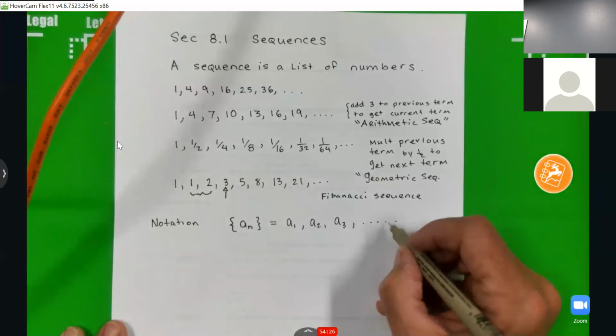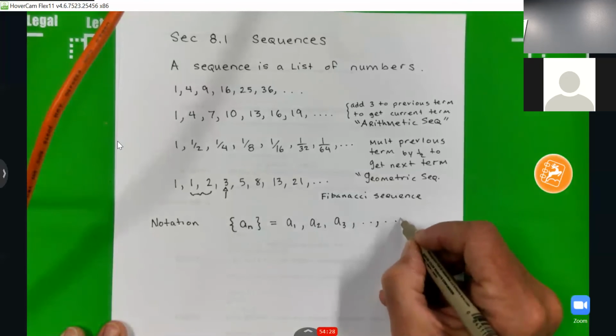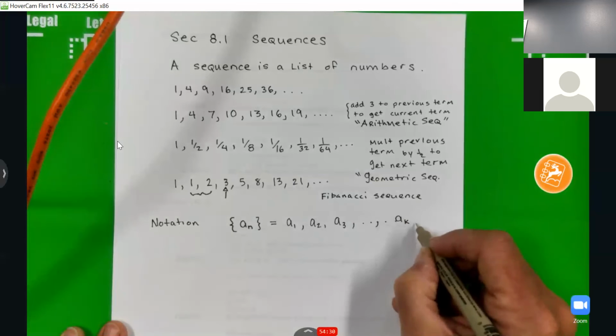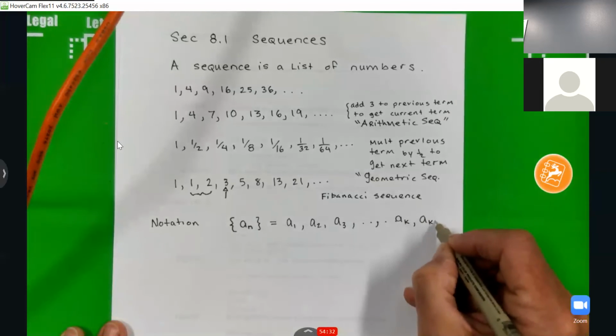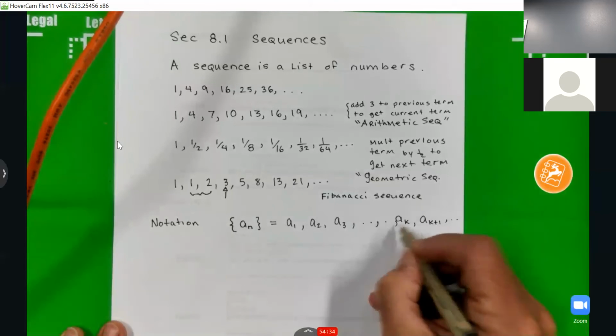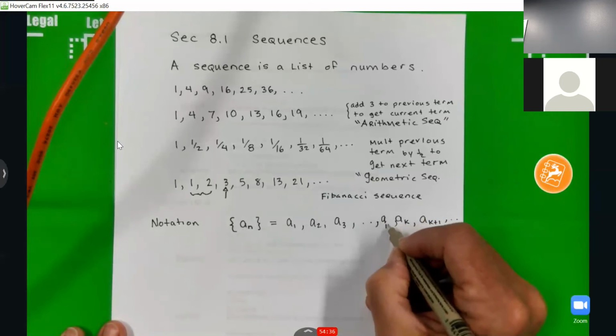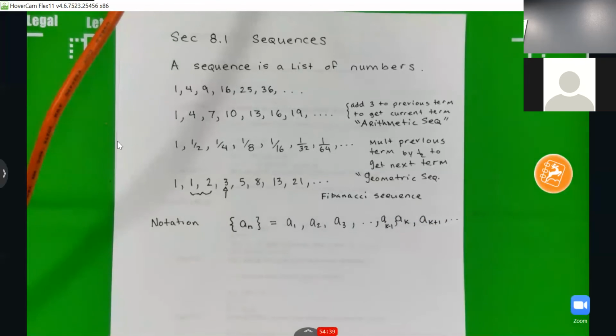We go out here to a certain part, I can say that I'm at the kth term here. The one right after it is the k plus first term. The one before it is the k minus 1 term. But it's an infinite list of numbers.